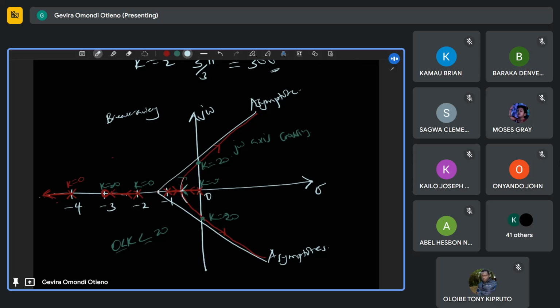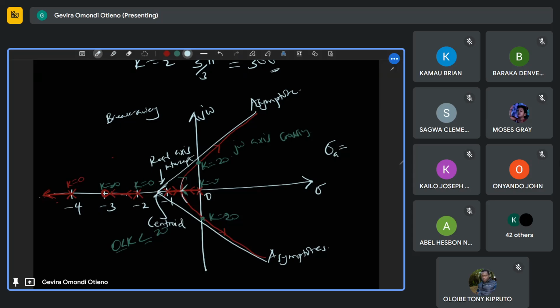However, the point where the asymptote begins, when we are obtaining the asymptote intercept, is what we call the real axis intercept. Now, some books will not refer to it as the real axis intercept. I'm only telling you this because you might read different books. Most books will refer to it as the centroid.